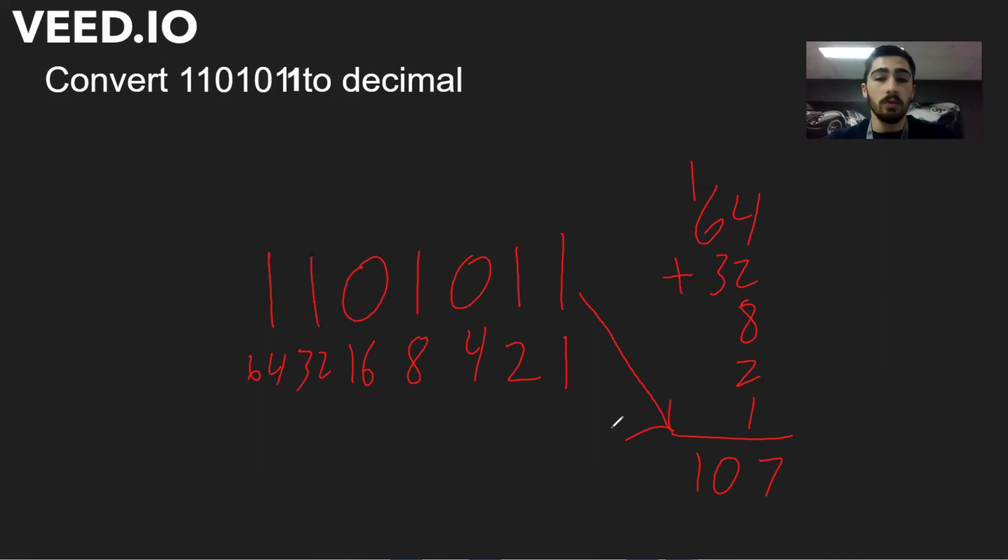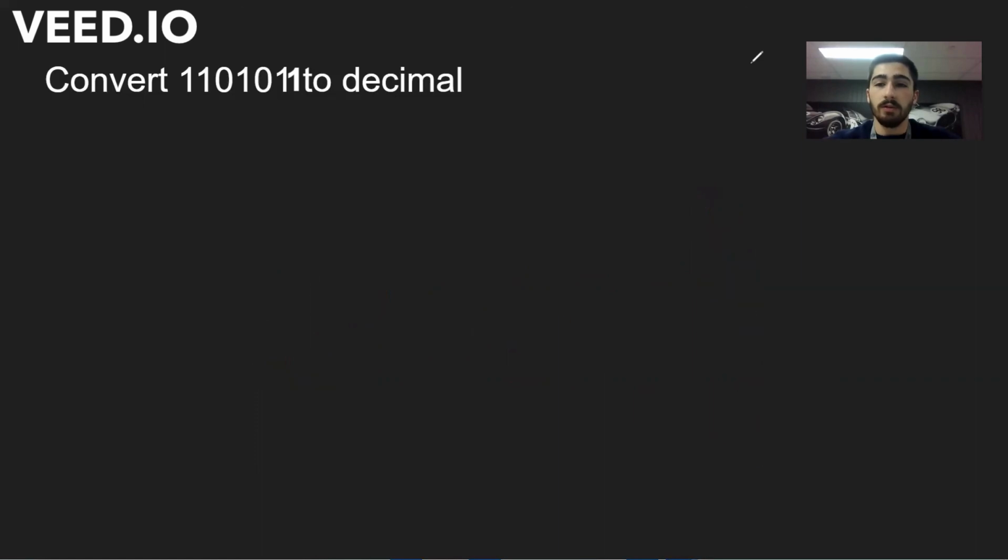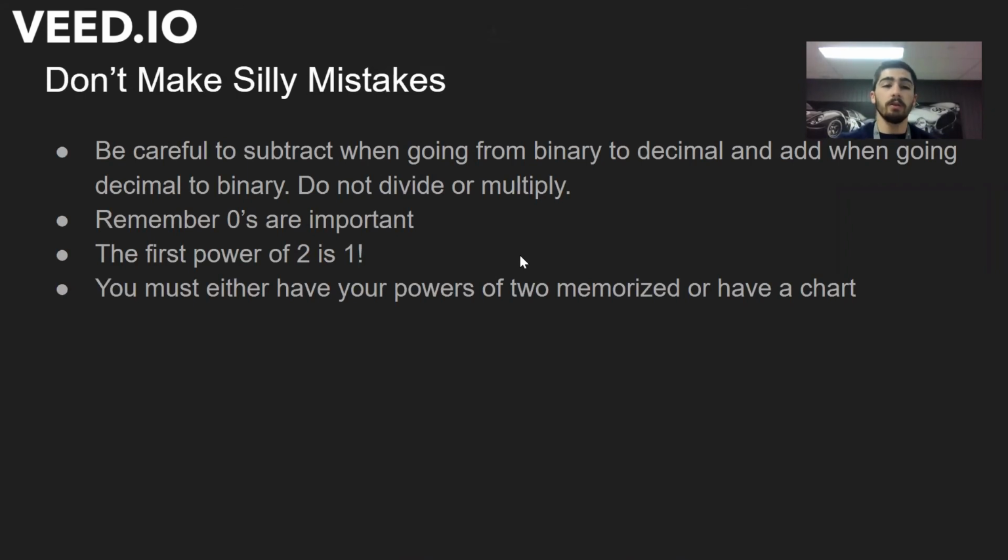So once again, we're just using those powers of 2 and simply writing it out. We're able to add these values with 1s above them to get our final decimal number. So those are two examples that I hope have shown you how to do the process, but we need to remember not to make silly mistakes. We have to be careful to subtract when going from decimal to binary and to add when going from binary to decimal. Do not divide or multiply at all in this process.